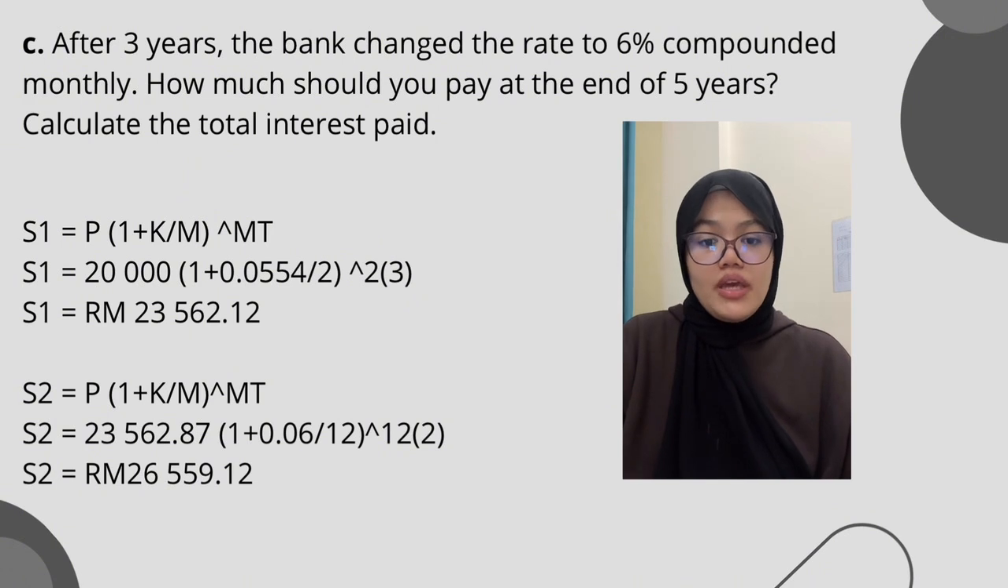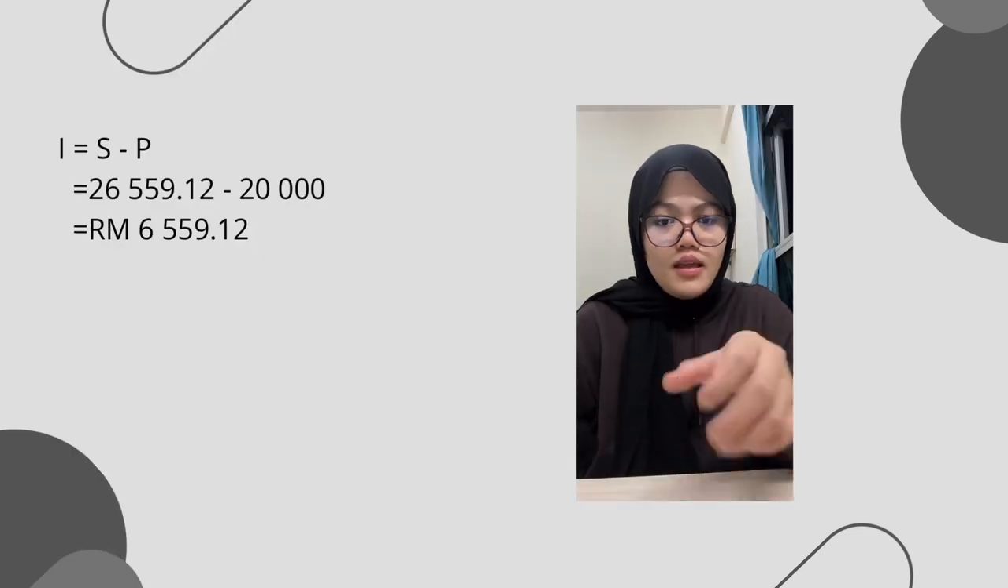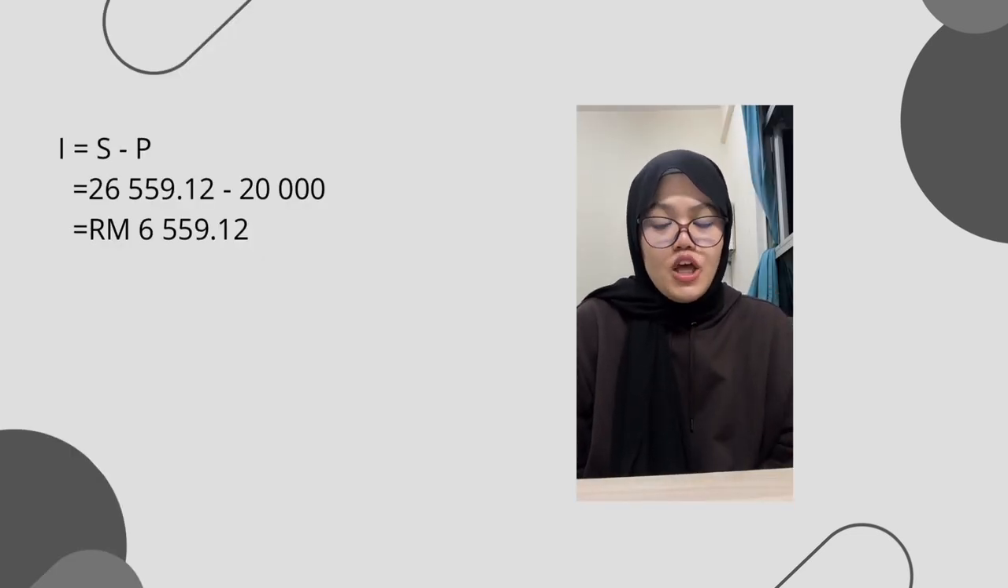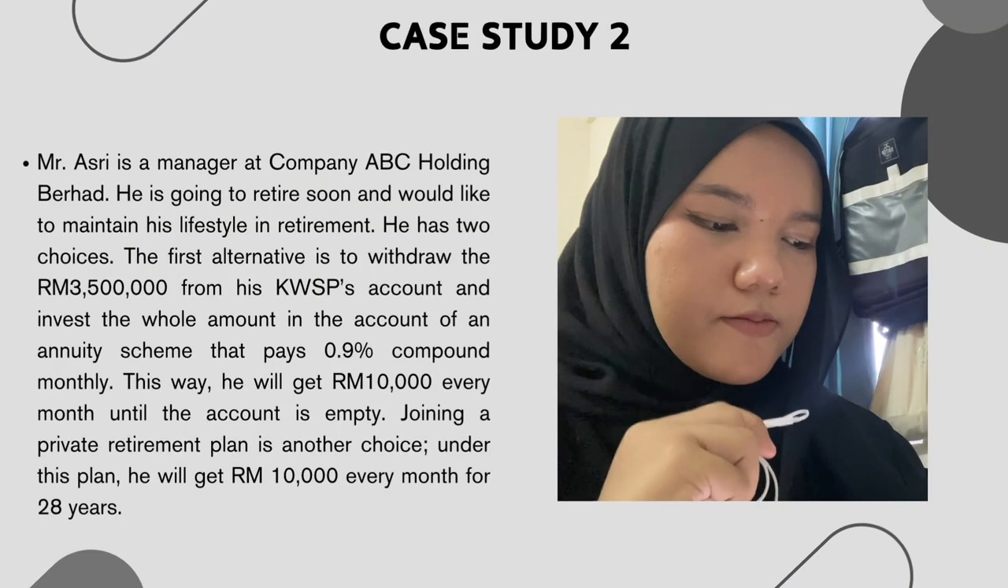23,562.87. S2 equal P bracket 1 plus K over M bracket power MT. 23,562.87 bracket 1 plus 0.06 over 12 bracket power 12 multiply 2. The answer is RM 26,559.12. I equal S minus P. 26,559.12 minus 20,000. The total amount is RM 6,559.12.